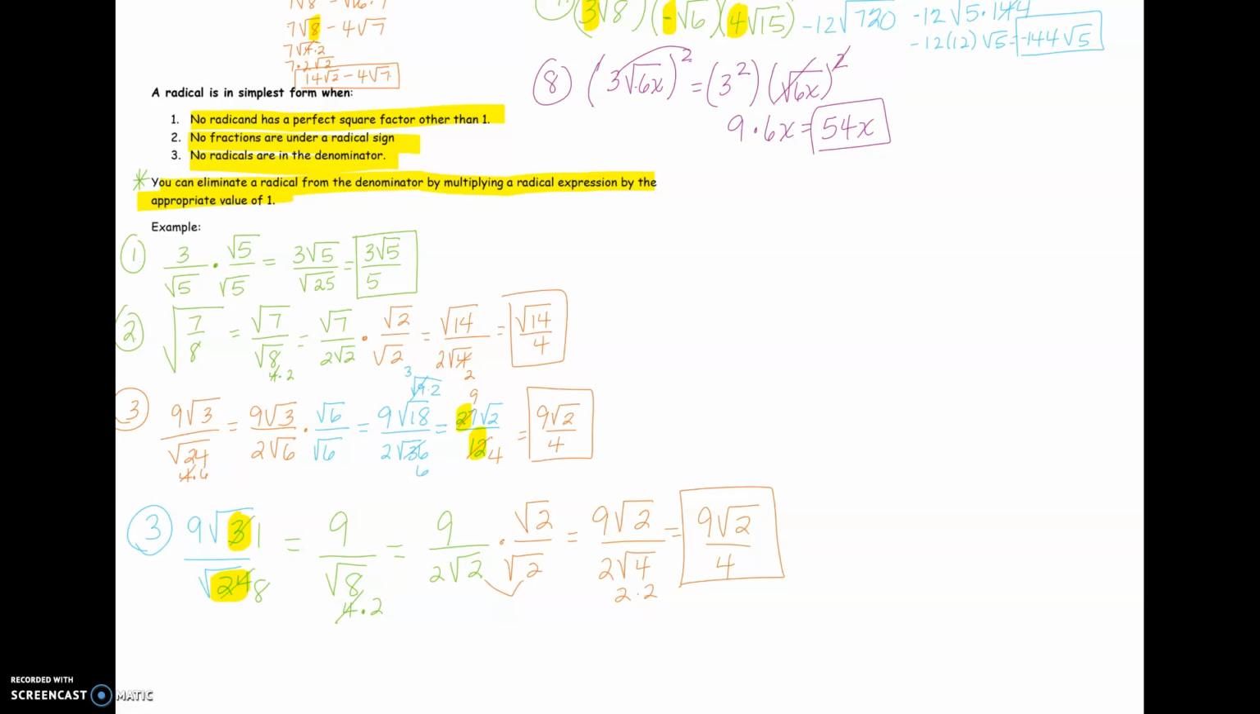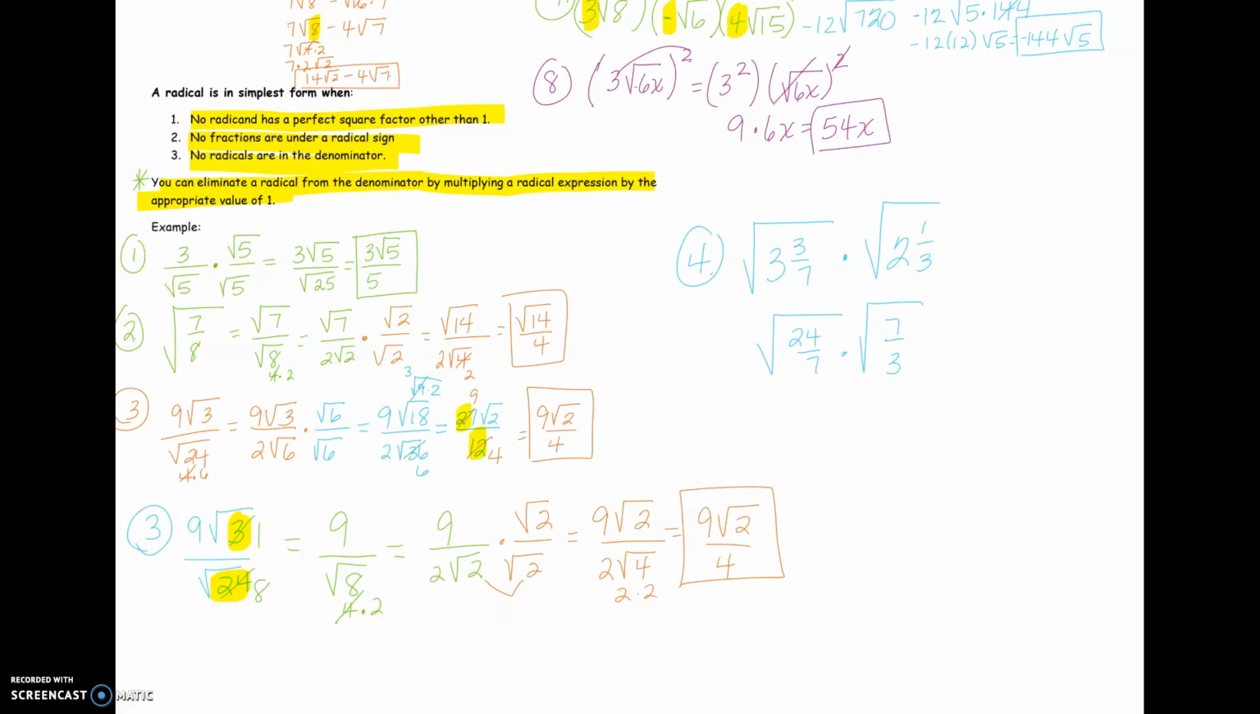Okay, let's look at this last one together. Number 4. The square root, it's a mixed number of 3 3/7 times the square root of 2 1/3. First of all, I want to take it out of mixed number into improper fraction. So that's going to be 7 times 3 plus 3 is 24/7 times the square root of 7/3.